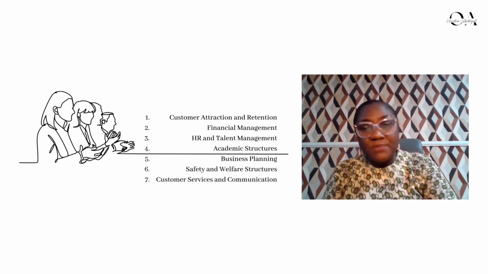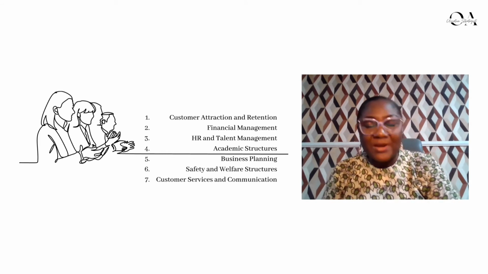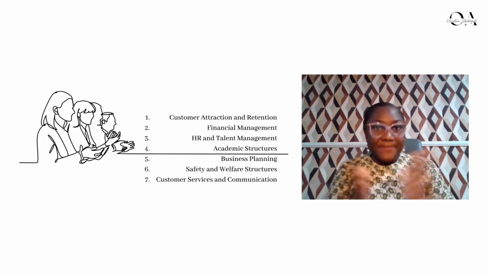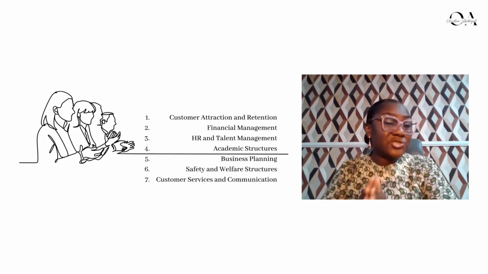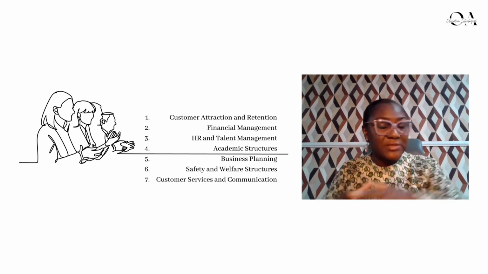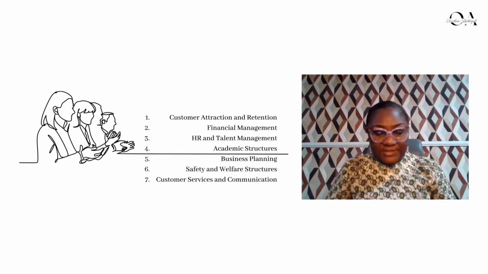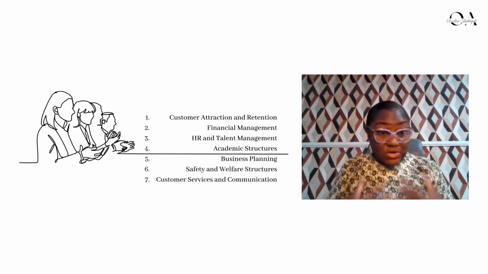There's 7, but in reality, there are 8. I forgot to add the 8th one, which is your IT systems. Technology ties all of this together. Let me explain. Your client's attraction and retention processes is hinged upon what? Your admission structure, right? So when you think about your admission structure, you need to be able to what?